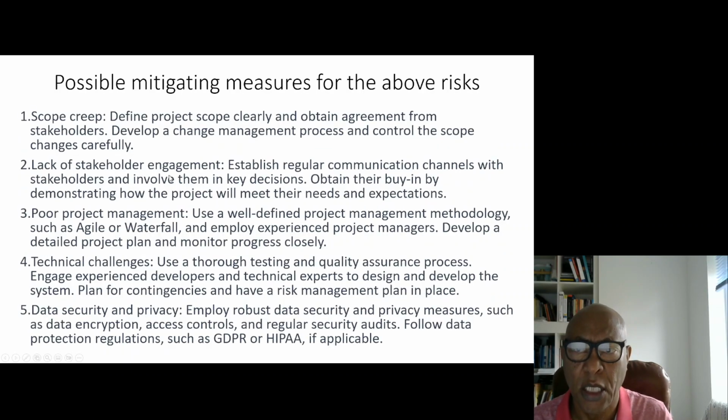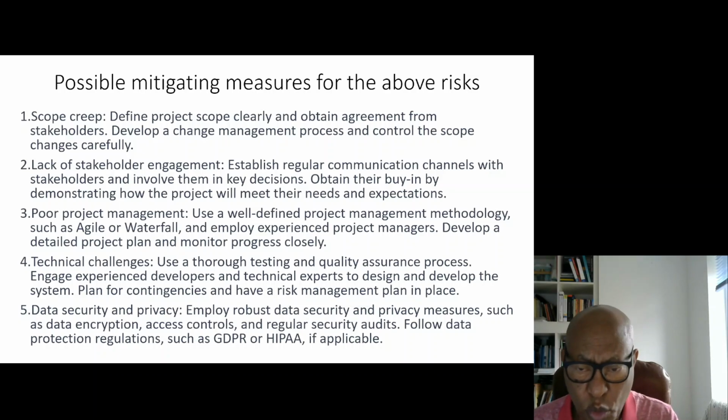Now we're going to have a look at possible mitigating measures for the above risks. Scope creep: define the project scope clearly and get agreement from stakeholders. If there is a change in the scope, we have to develop a change management process and control of scope. These are key elements. Lack of stakeholder engagement: establish regular communication channels with stakeholders, involve them in key decisions from the early starting point of the project, and obtain their buy-in by demonstrating how the project will meet their needs and expectations.